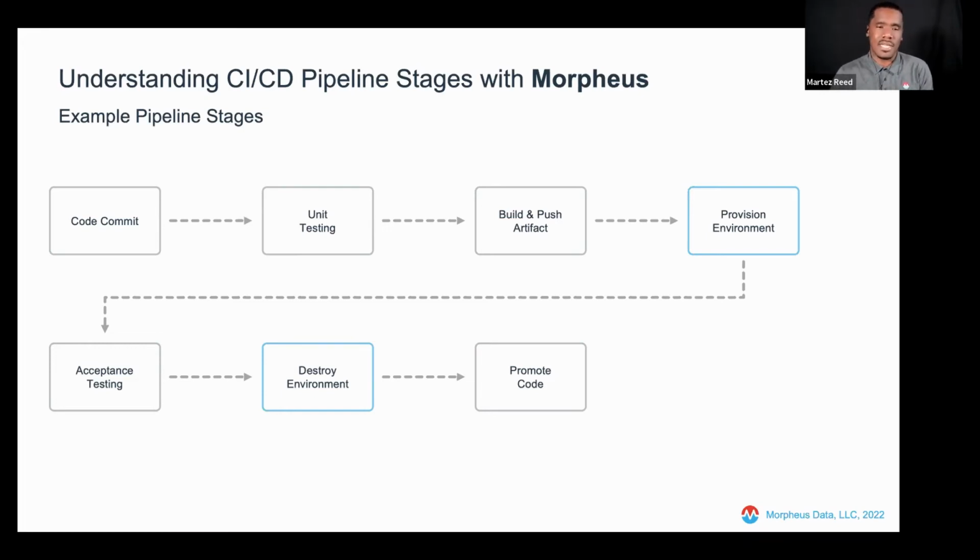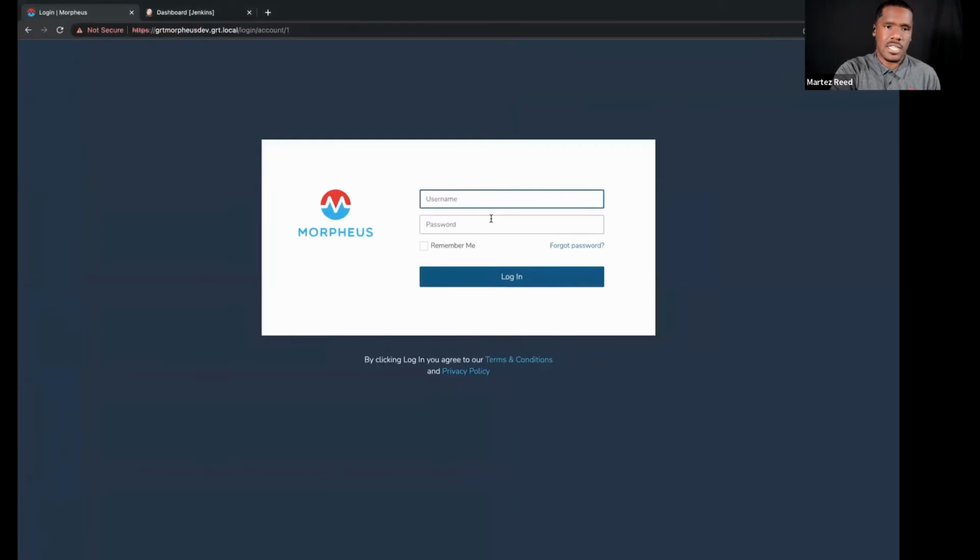And then finally getting to the process of potentially triggering the next pipeline that then helps facilitate code promotion into higher level environments. So now that we've got an understanding, we're going to walk through some of the aspects in which we can tie the Morpheus platform together from a CI/CD perspective. So first thing we'll do is log into Morpheus.